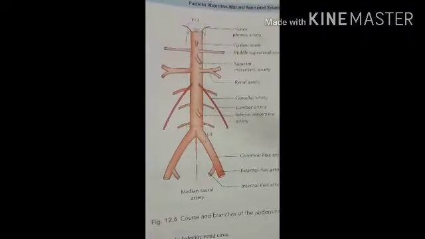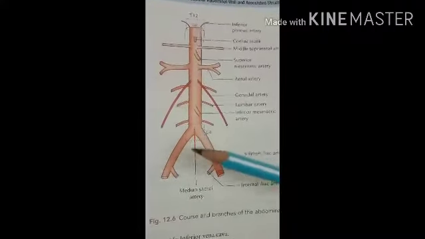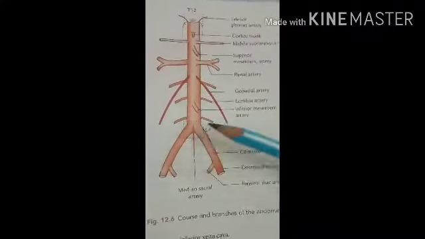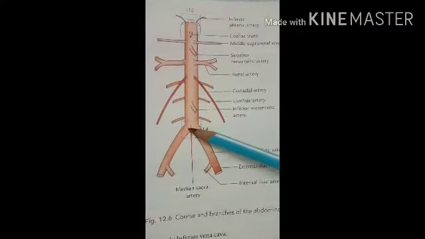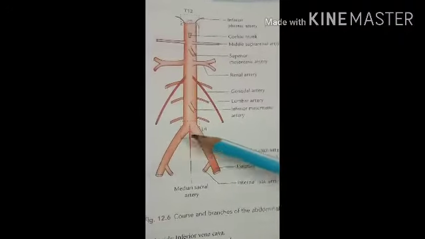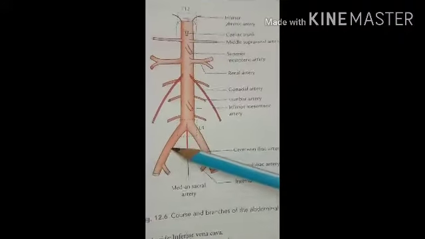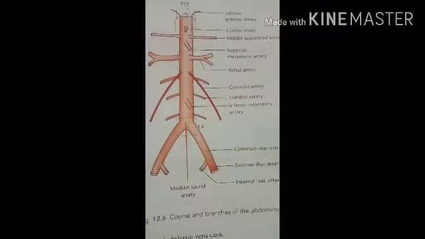So these are the branches which supply the different parts of the body. And then at the level of the L4 vertebra, this abdominal aorta divides into the two major arteries, the right and left common iliac arteries. So that is the abdominal part of the aorta.